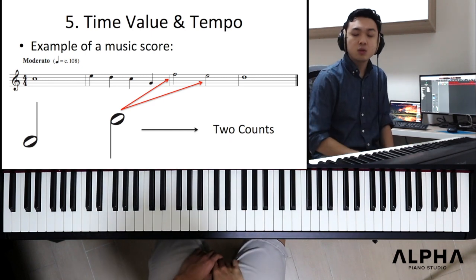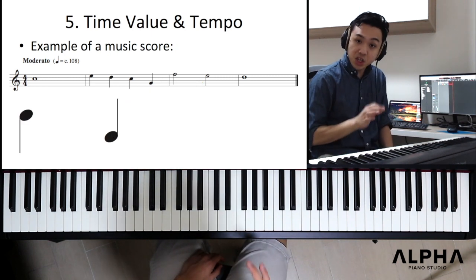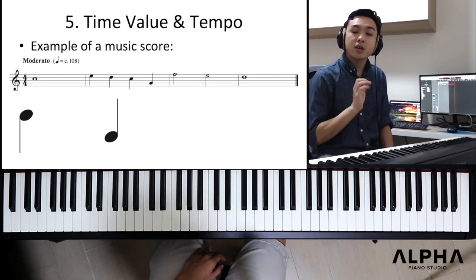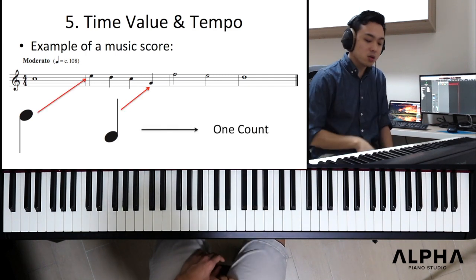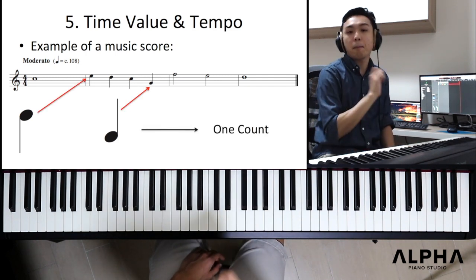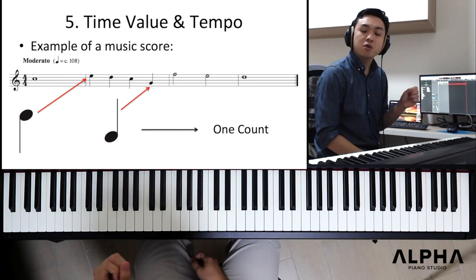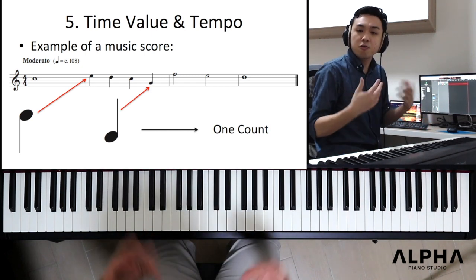And last of all, if you see a symbol that is a circle that's shaded with a tail, that tells you that the note is to be played for 1 count. So one count just goes like this. 1, up.